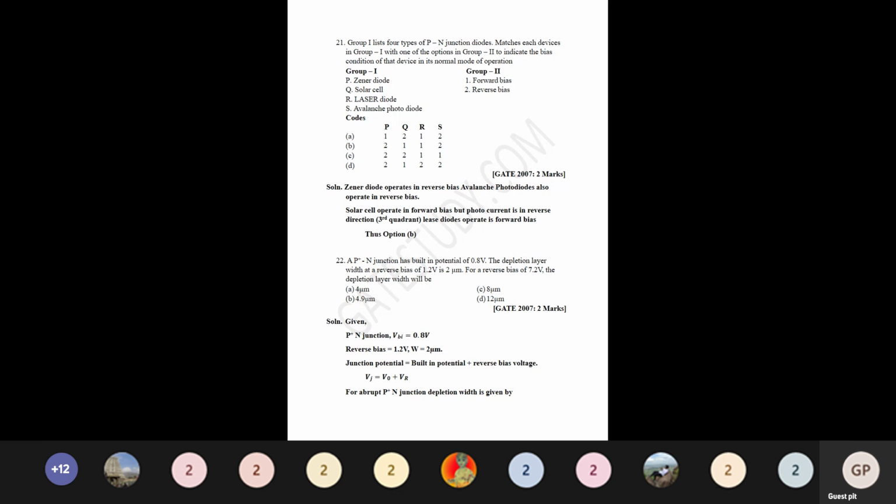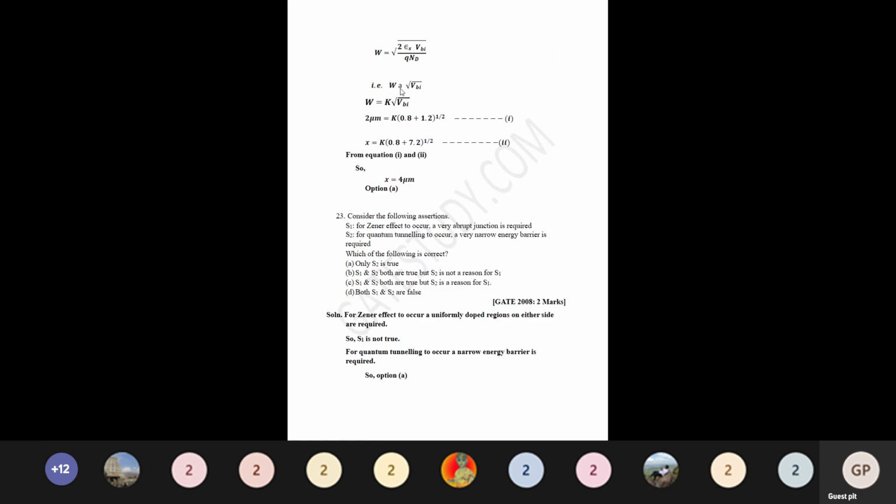For an abrupt P plus N junction, depletion width is given by W equal to root of 2 epsilon s Vbi by q Nd. W is directly proportional to root of Vbi. W is equal to K into root of Vbi. So the width they have given is 2 micrometer, which is K into (0.8 plus 1.2) the whole power 1 by 2. So X is equal to K into (0.8 plus 7.2) the whole power 1 by 2. So when you equate equation 1 and 2, X will be 4 micrometer.